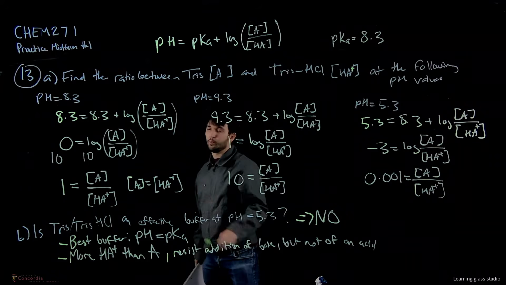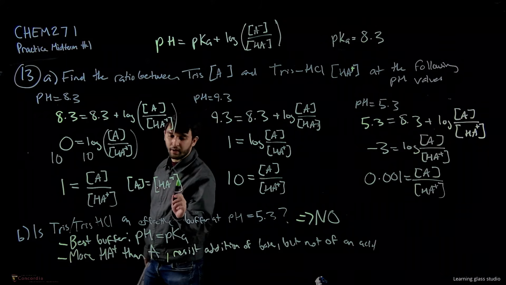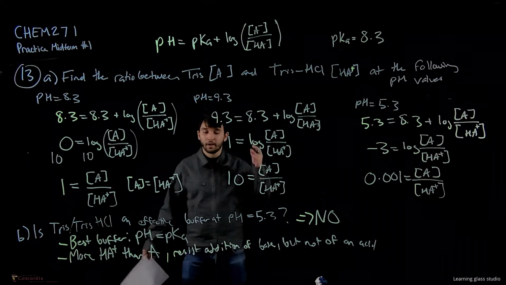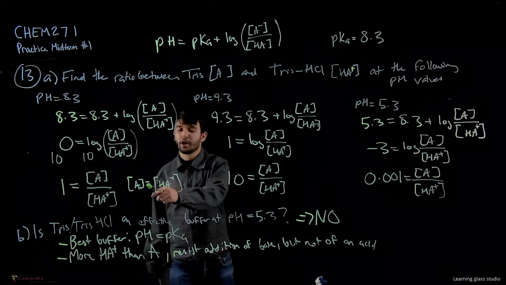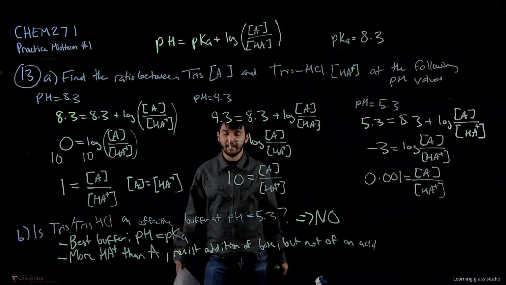Versus at pH 8.3, which is where it would make the best buffer, we have equivalent amounts of acid and conjugate base, meaning if we add an acid, we have enough conjugate base to neutralize it. If we add a base, we have enough acid to neutralize it.